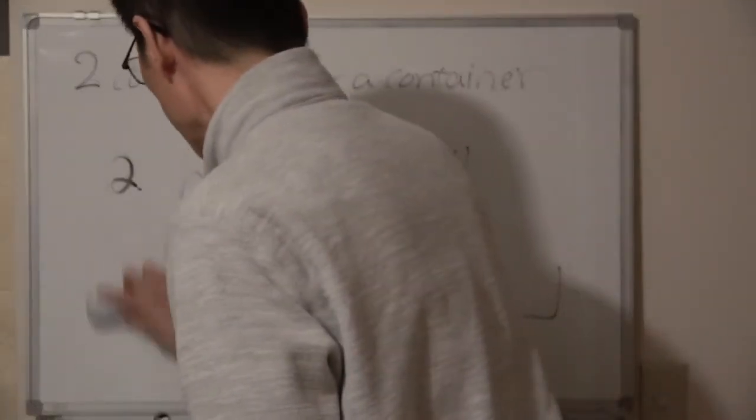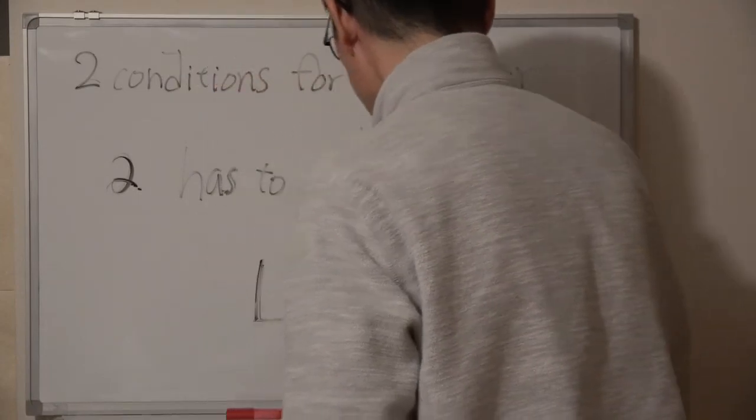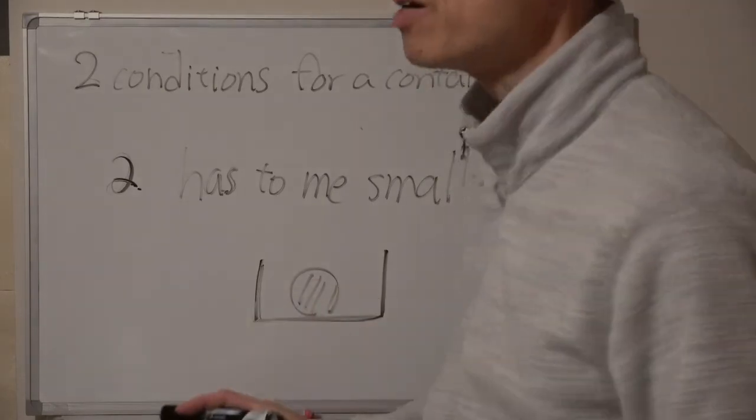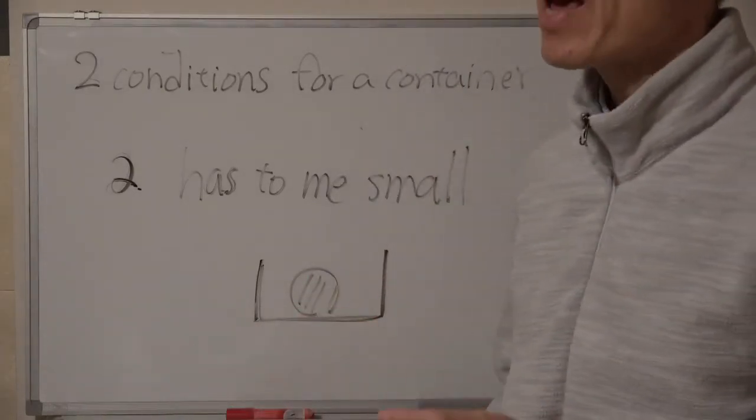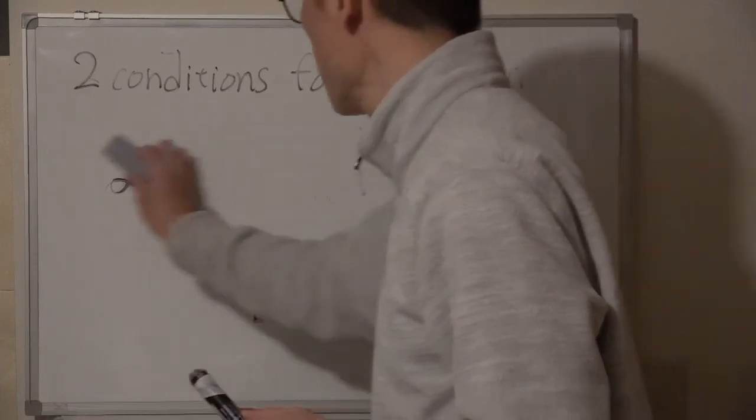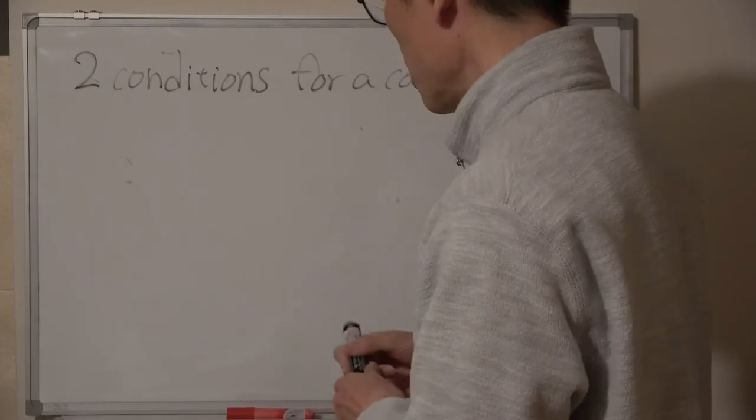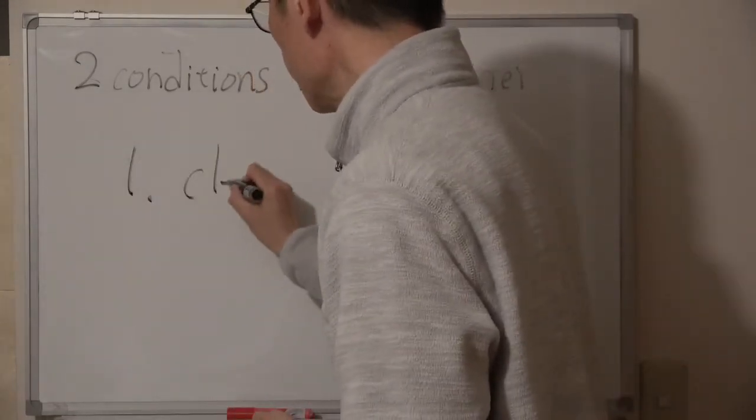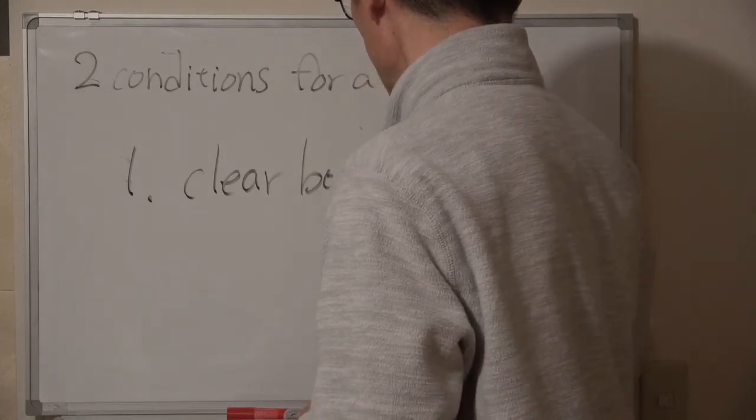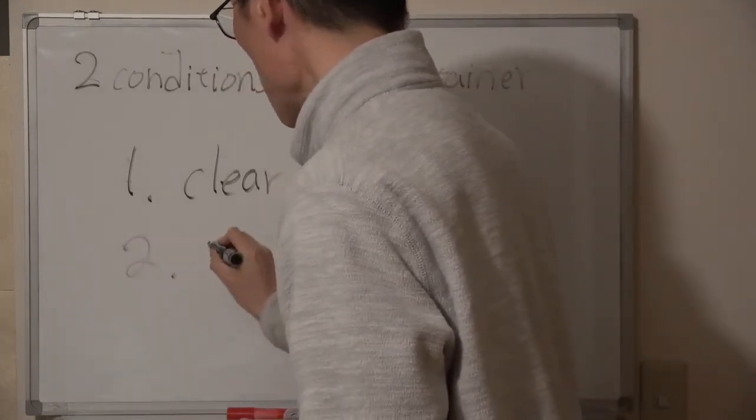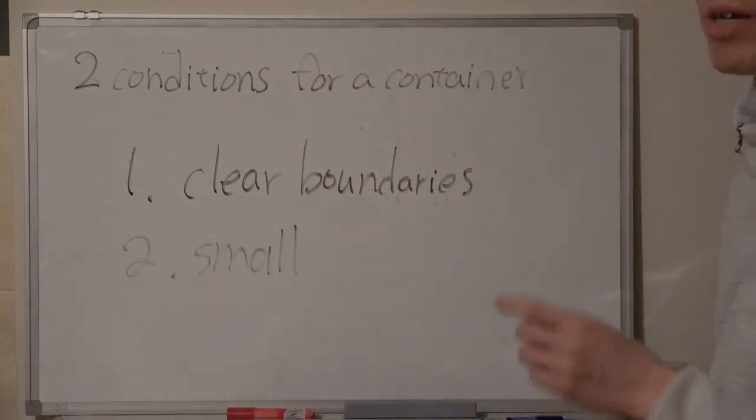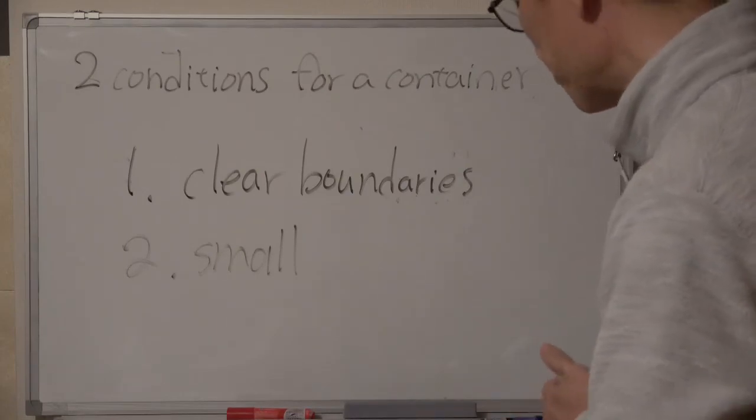So, guys, we have two conditions for a container. For something to be a container, it has to meet two conditions. Condition number one, clear boundaries. Condition number two, small. It has to be small. So a container has to meet these two conditions.